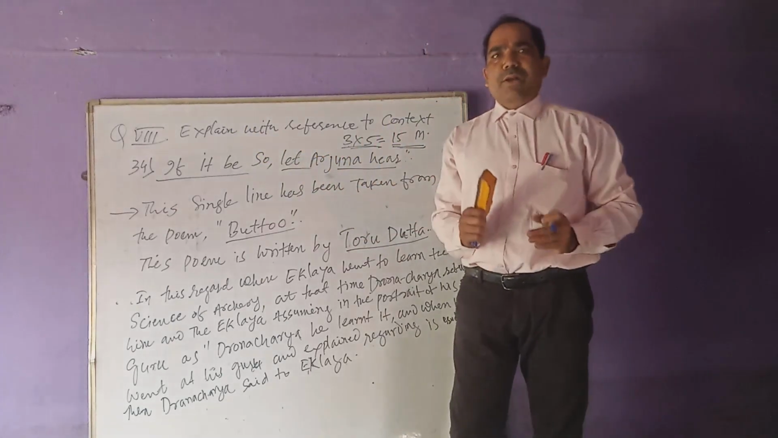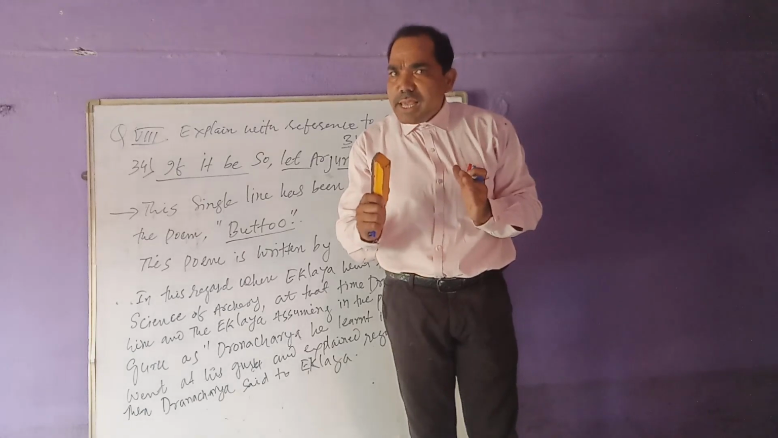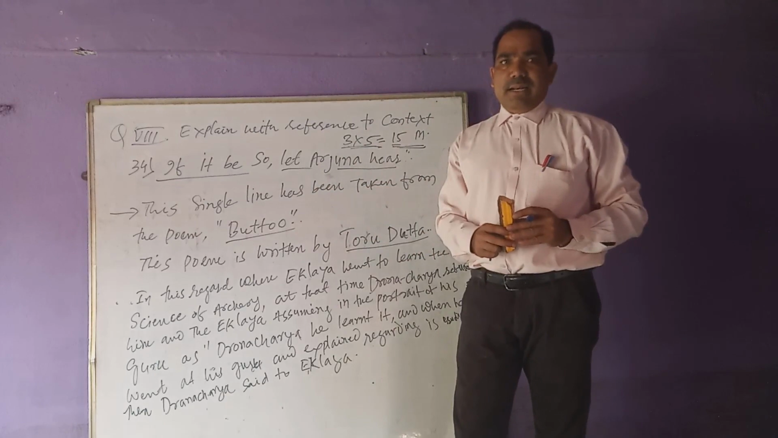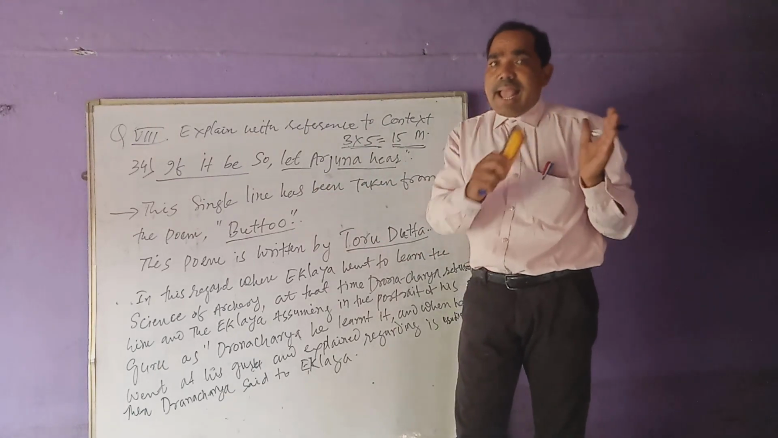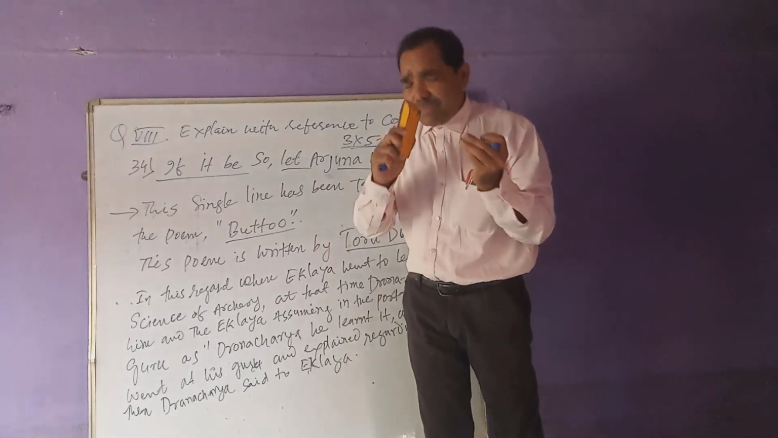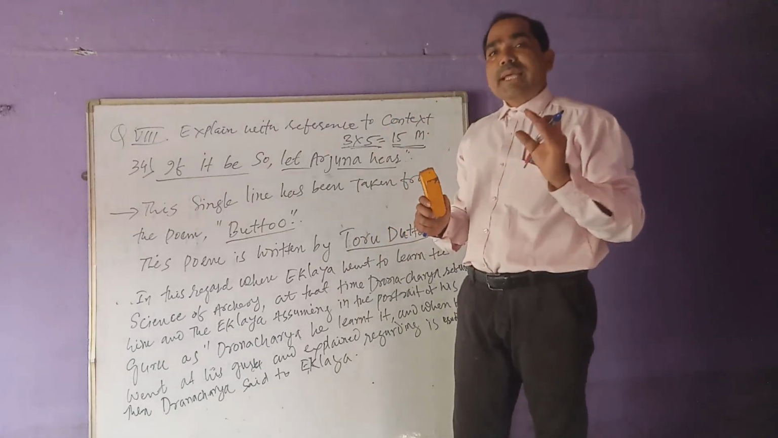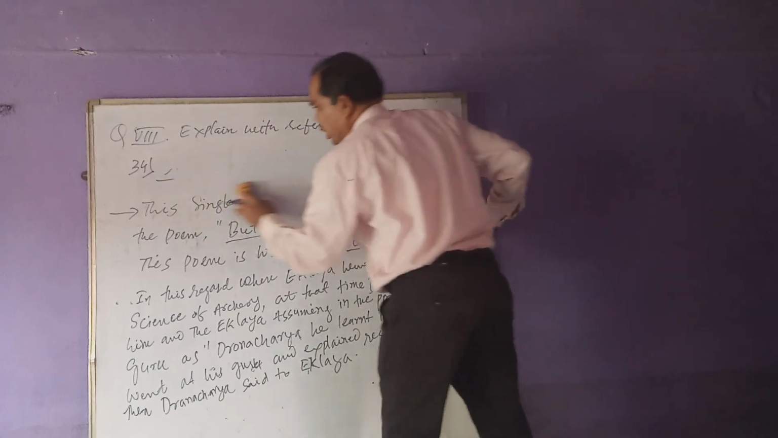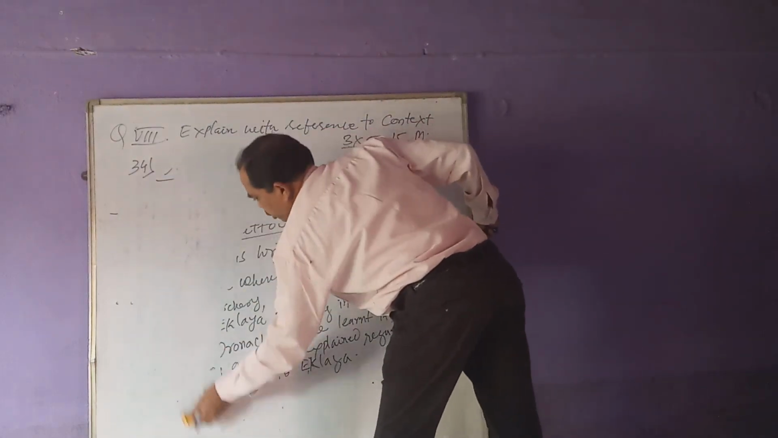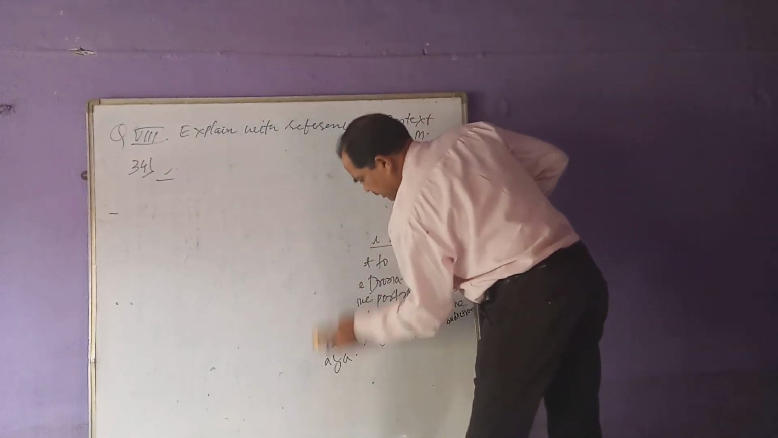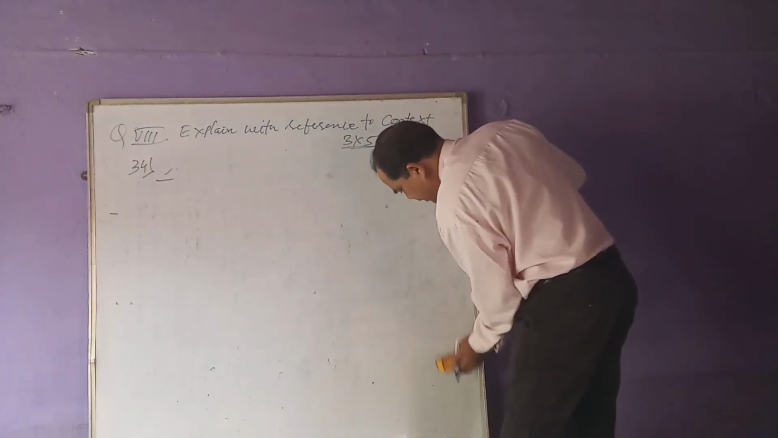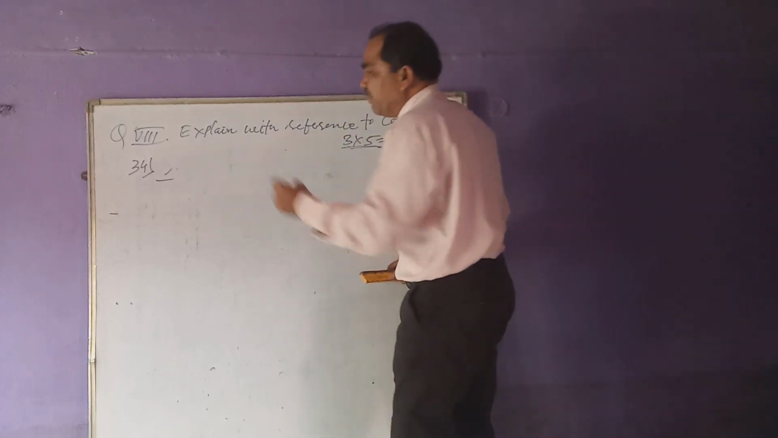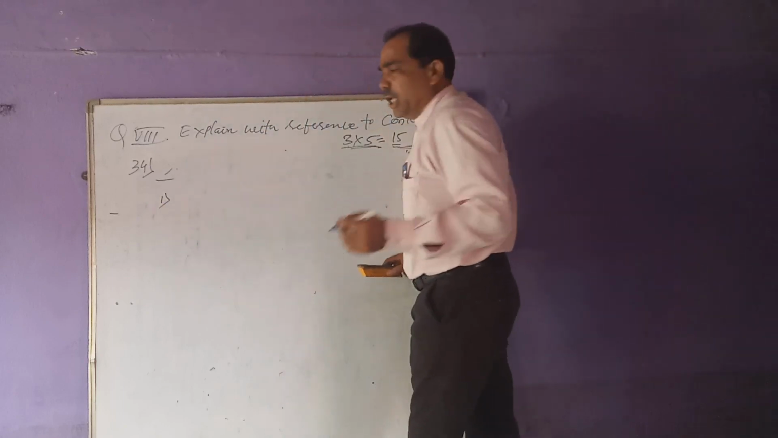Ye ek example hua. It has become one of the examples. In the same way, if one more dialogue is there, and if that dialogue has come to you, then you have to follow the same method. For example, one more example I am going to give here. Now, how you have to write. Three are from the prose and two are from the poetry. For example, one is here. Yeah, I am writing.